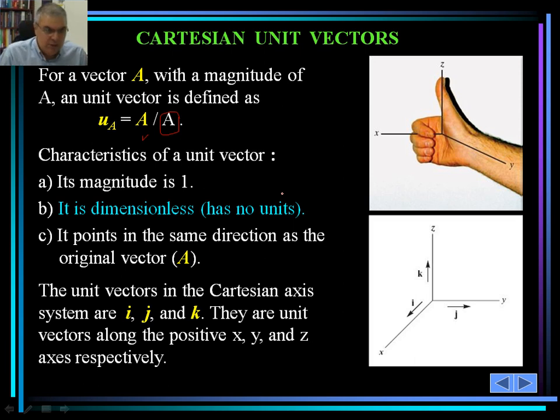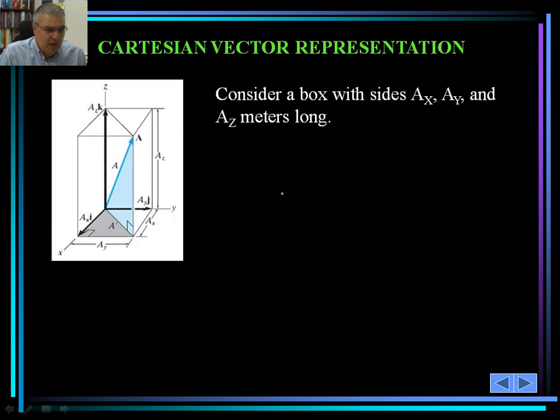So the unit vectors in the Cartesian axis system are i, j, and k. Last time we talked a little bit about this. They are unit vectors along the positive x, y, and z axis respectively. So it's important to realize i is the unit vector in the x direction, j is the unit vector in the y direction, and k is the unit vector in the z direction.